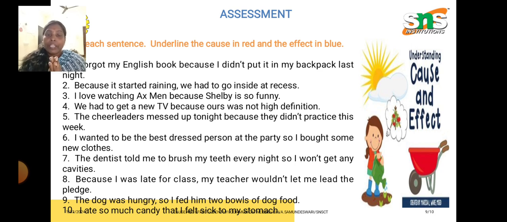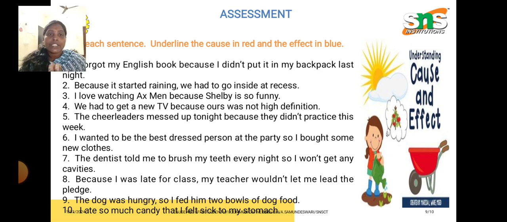So to make this point very clear, I have come up with the exercise part. So here you are going to do what is the cause of this sentence and what will be the effect of it. So we'll try to solve a few exercises. Because it started raining, we had to go inside at recess, and I love watching X-Men because she is so funny, and we had to get a new TV because ours was not high definition.